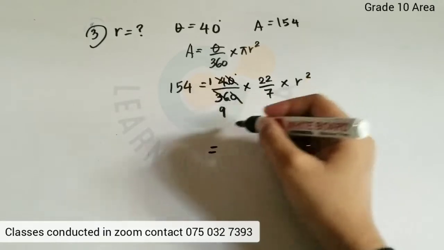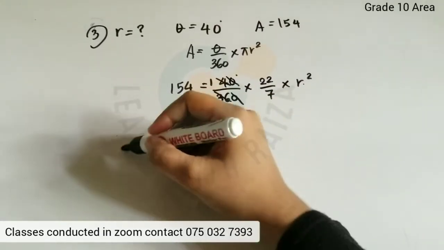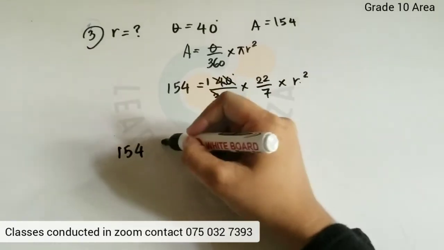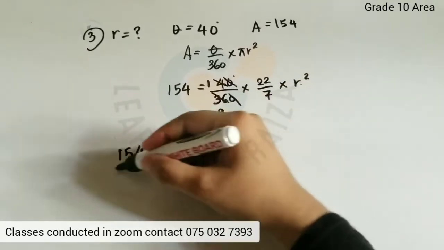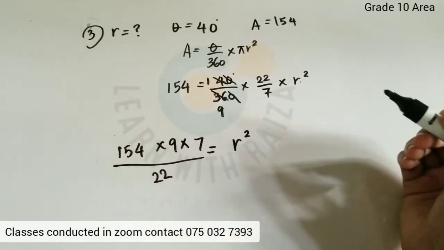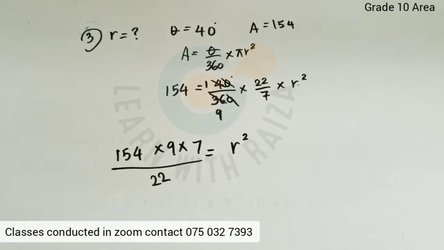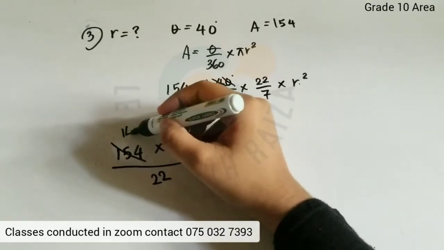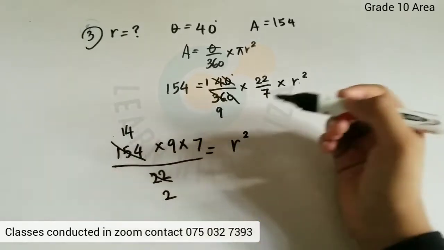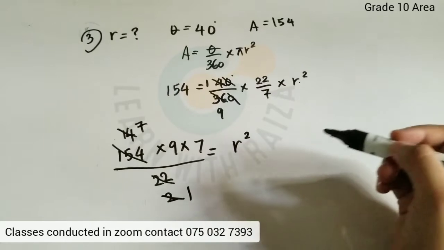Now I'm going to carry everything to the other side, leaving r squared alone. So denominators come to the top as numerators: 154 into 9 into 7. Numerator comes to the bottom as a denominator. Now we'll solve this one. How can you solve? Right, actually this is the 11 times table. We can cancel 11 times 14 and 11 times 2. Then 2 times 1, 2 times 7. Now what do you get?